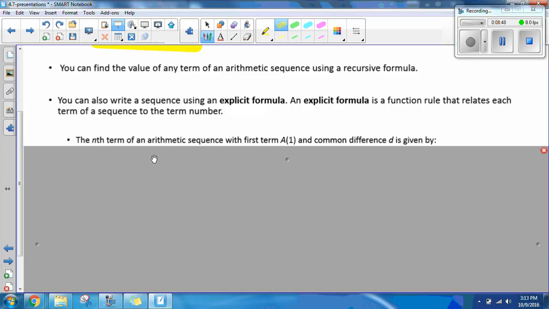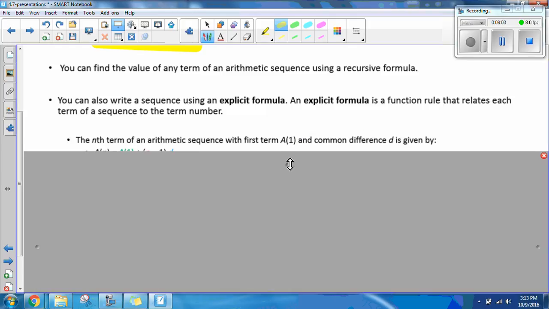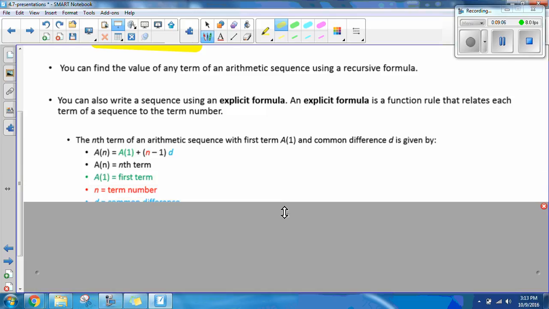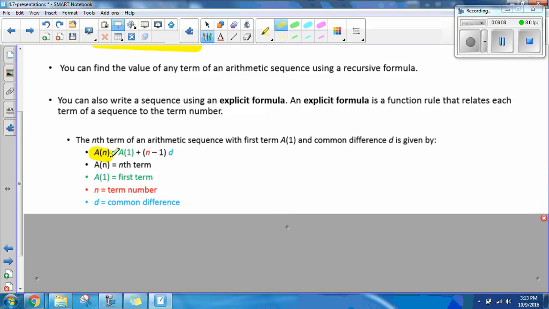So what does this mean? The nth term of an arithmetic sequence with the first term a1 and common difference d, so meaning we know what the first term value is and we know what the common difference is, we can find the nth term by writing this. A of n is equal to the value of the first term plus the common difference multiplied by how many terms were before it, so n minus 1.